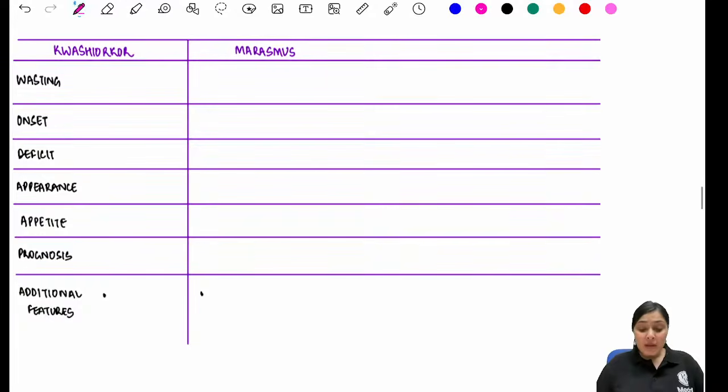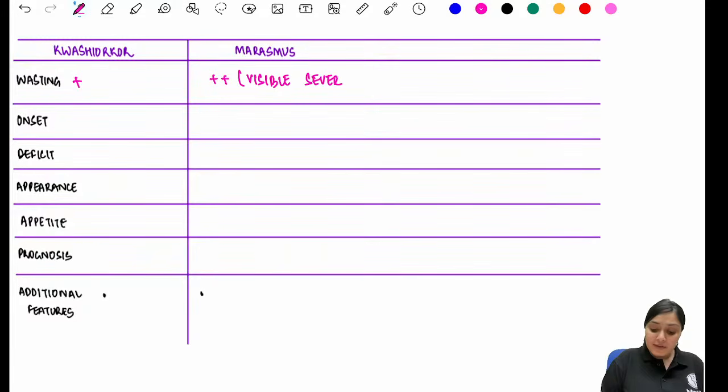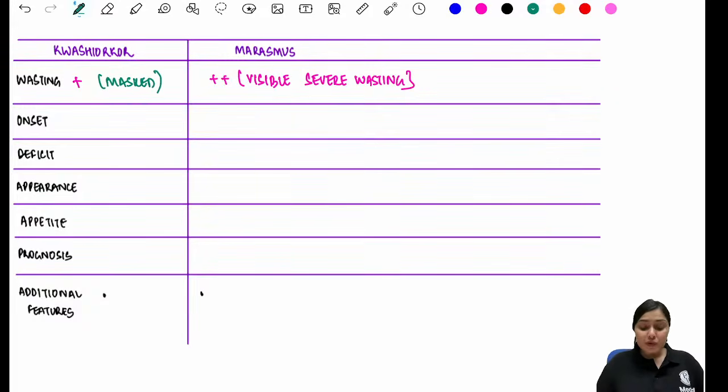Firstly, wasting. Wasting is present in both Marasmus as well as Kwashiorkor, but in Marasmus, this is very visible. This is a skin and bones baby. So there is visible severe wasting. On the other hand, in Kwashiorkor, this is masked by edema. The onset of Kwashiorkor is usually after 1 year of age when the diet is replaced by a very low protein diet. On the other hand, Marasmus can happen anytime.